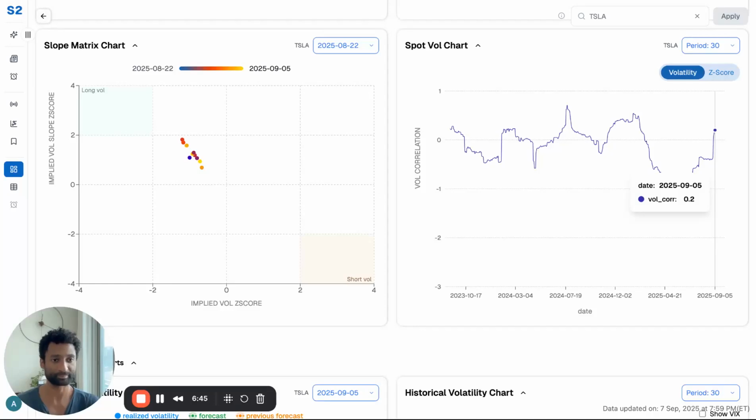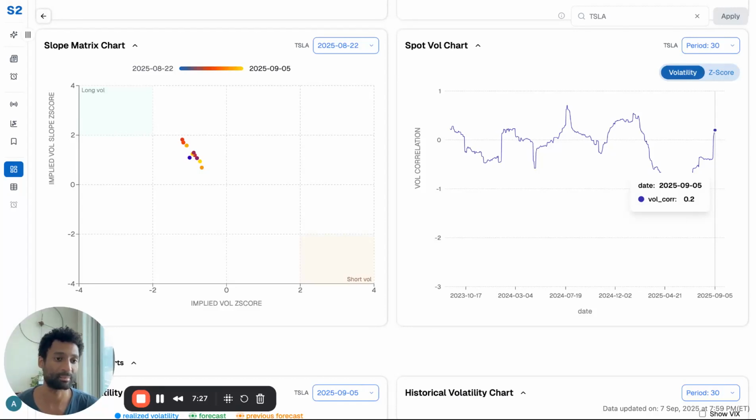The other one I spoke about, which to me is a much bigger cue, is this one, the spot vol correlation chart. So right now you have a spot vol correlation of 0.2, right? So if you think about it in returns terms, it means that when Tesla goes down right now, it's not a given that vol is going to go up. In fact, it's quite the opposite. When Tesla goes down, it looks more likely that vol is going to go down, and when Tesla goes up, the vol is going to go up. Implied vol, obviously.